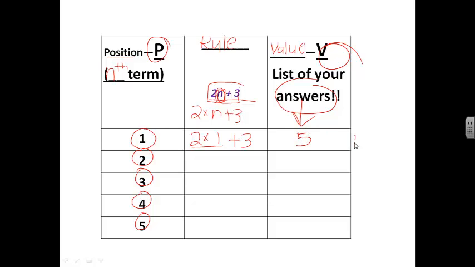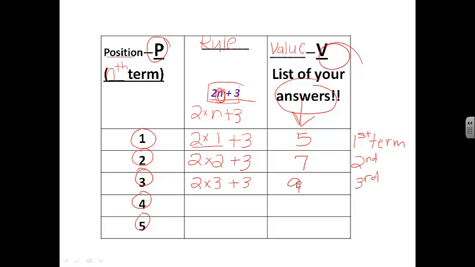So my first term is 5 in this sequence. Okay, let's do the next one. 2 times 2 is 4. 4 plus 3 is 7. 7 is going to be my second term. Okay, let's do the next one. 2 times 3 is 6, plus 3 would be 9. This is my third term.